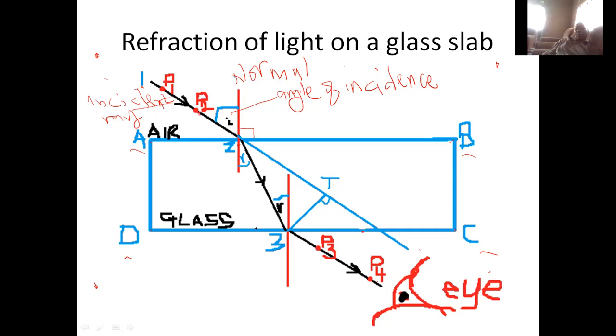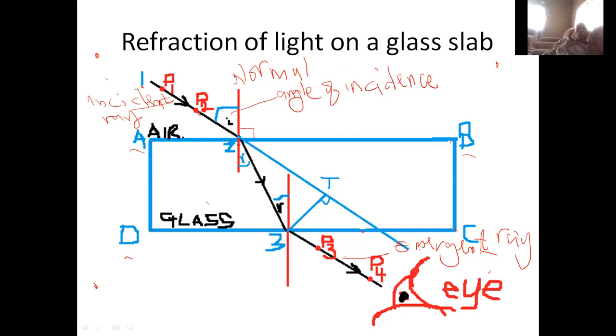And once you do that, you can draw now a line from point 3 here through pin 3 and pin 4. And this is what is known as the emergent ray.